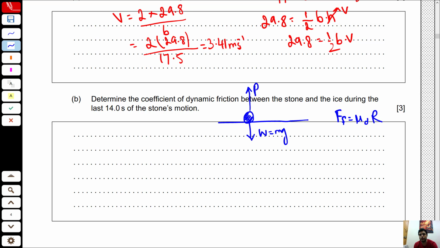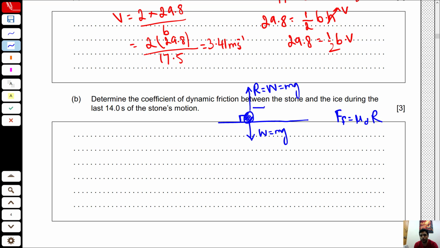Yes, so the normal means it has to be perpendicular to the plane. So this reaction has to be equal to the weight, which is also equal to mg. So it is the normal reaction force from the ground, and it actually obeys Newton's third law: for every action, there is an equal reaction, opposite in direction.